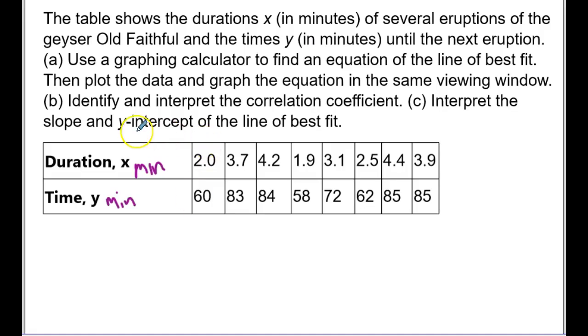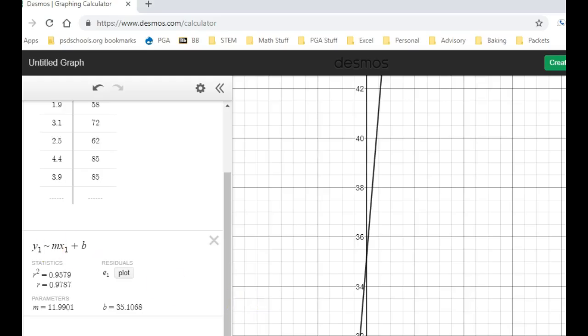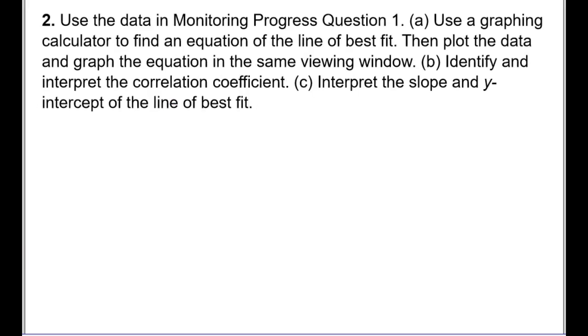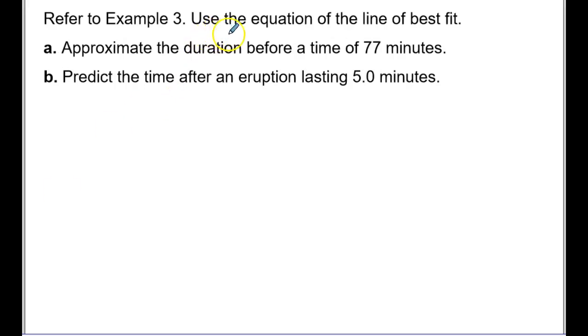So then the last part of our question was to interpret the slope and y-intercept of the line of best fit. So remember that our y value was time until the next eruption, and our x value was the duration of the eruption. So we can find here the slope, which we said was almost 12, and the y-intercept, which was 35.1. So we can use that to help us with our next couple of graphs as well. Okay, so we used Desmos to help us find that equation of the line of best fit. And we're going to then use that equation to help us with some other things in this example. We're going to be using the equation of the line of best fit to approximate some things.